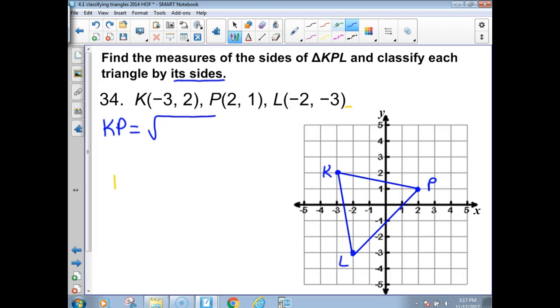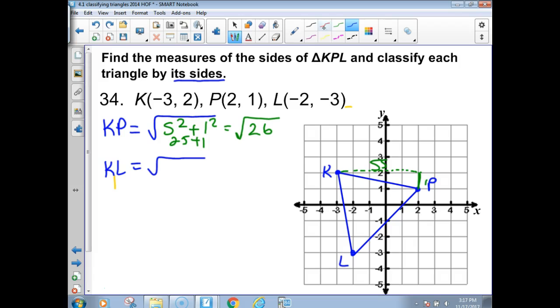Because it's on a grid, here's the easiest way to do the distance formula. Instead of subtracting all these coordinates, which would be 2 minus -3, and that would be 5. Look at this. 1, 2, 3, 4, 5. You see it? 5 squared plus vertically 1. Okay, 5 squared plus 1 squared. That's 25 plus 1, which is square root of 26. You can leave it in radical form. Now, let's figure out the distance from K to L.